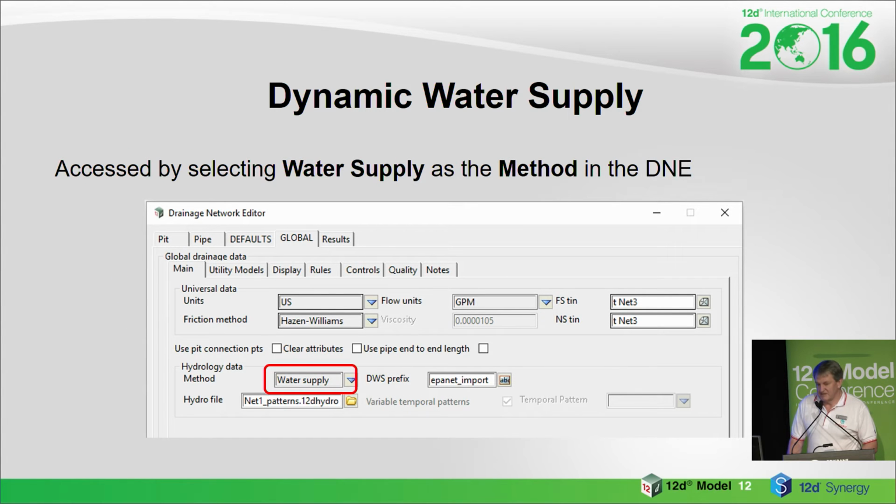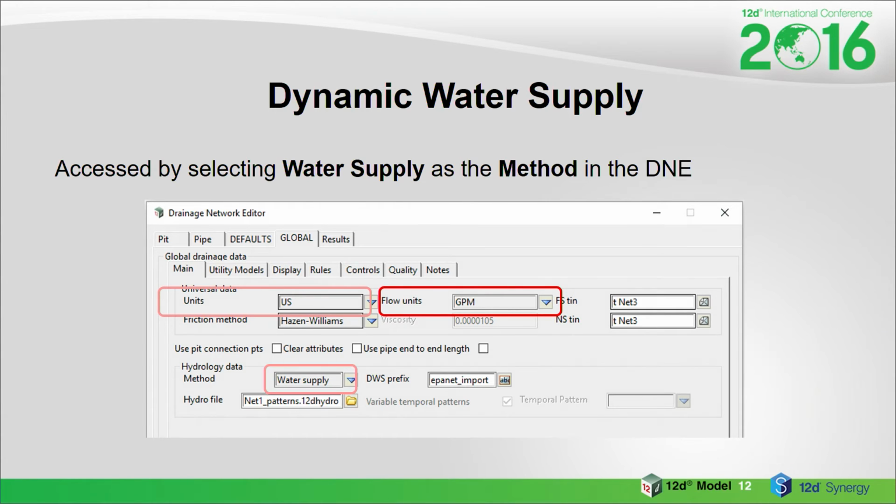Okay, it's currently accessed as part of the drainage network editor. It's accessed by picking the hydrology method of water supply in the DNE. The units it supports are both metric and US. Flow units are pretty much everything, litres per second to cubic metres per day, cubic feet per second, gallons per minute, acre feet per day, whatever your favourite units might be.